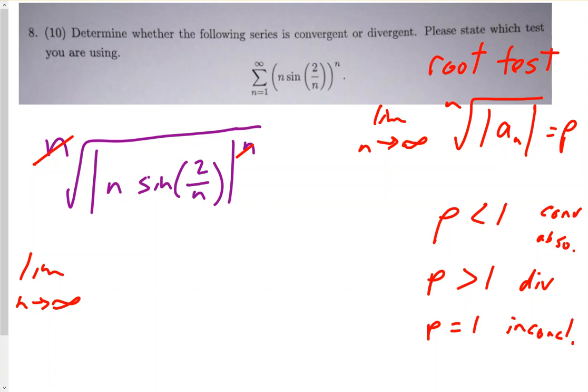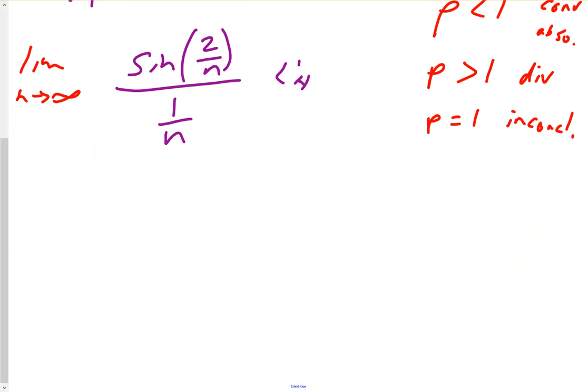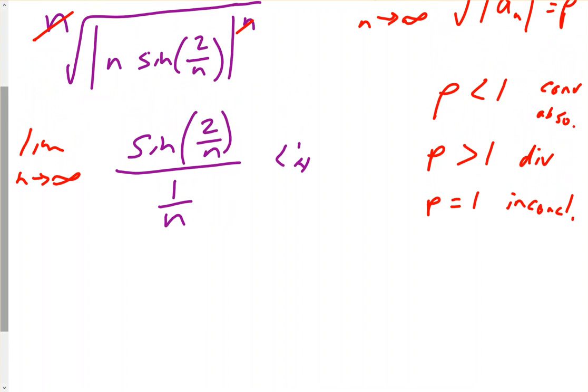So now I'm going to rewrite this as sine of 2 over n, and times n I'm going to write divided by 1 over n. Because what I'm going to do next is take L'Hopital. So you take L'Hopital, take the derivative of top and bottom.